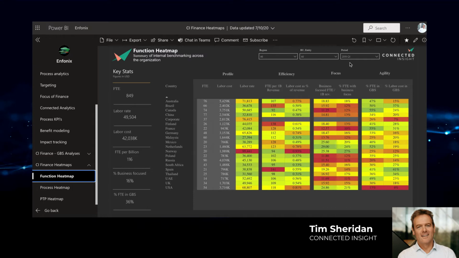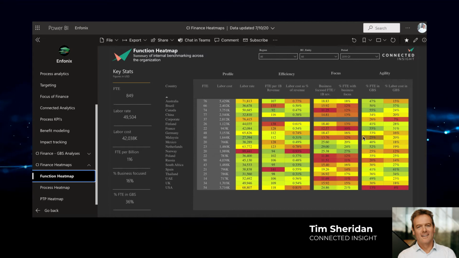What you see at the top are some filters relevant for this dashboard and use case. So you can filter this down to look at specific regions, or you can filter to look at specific business units or entities, or you can also pivot between different time periods. What you see down here on the left-hand side, the dimension we're using here is country. We could configure this to be region or any other dimension that fits your purpose.